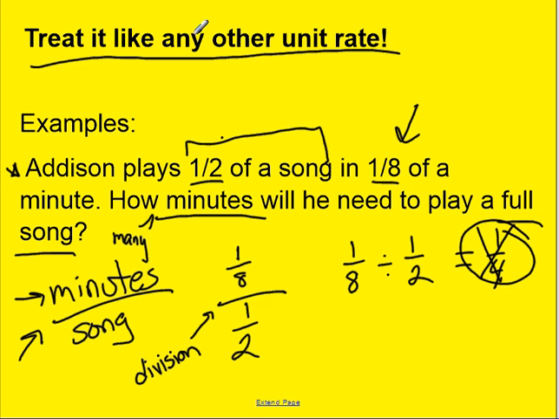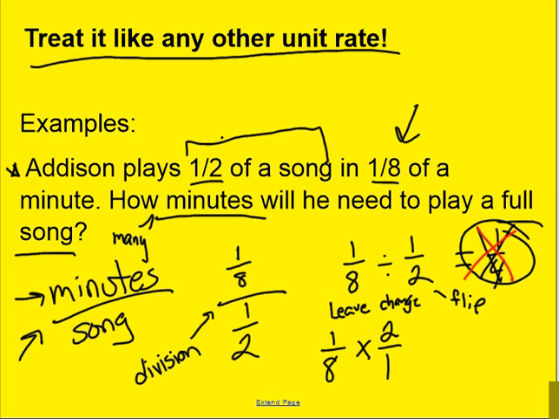No, that is wrong. You need to remember what we've learned about multiplying and dividing fractions. When we have two fractions that we divide, it's been a couple months, so we'll review it. You leave the first fraction, you change division to multiplication, and you flip the second fraction. So this would actually become 1/8, change division to multiplication, times, and flip your second fraction so that now it's 2 over 1. Then you're going to multiply straight across. 1 times 2 is 2. 8 times 1 is 8.